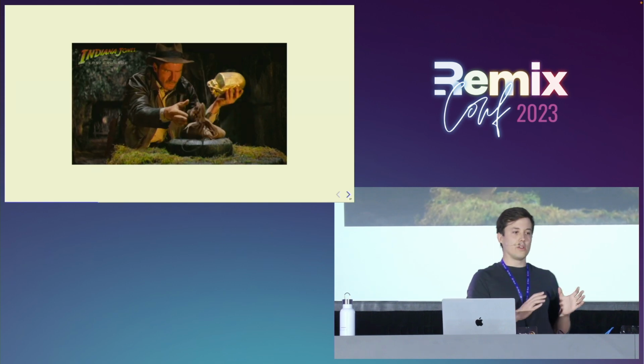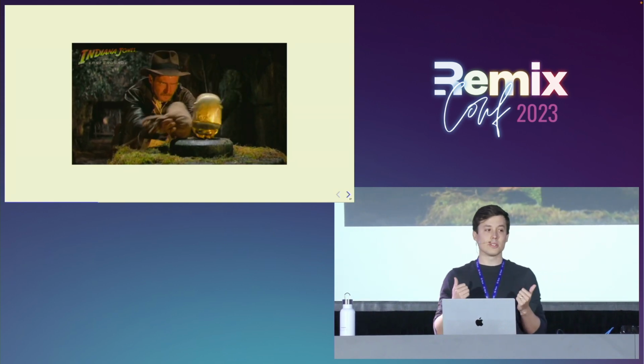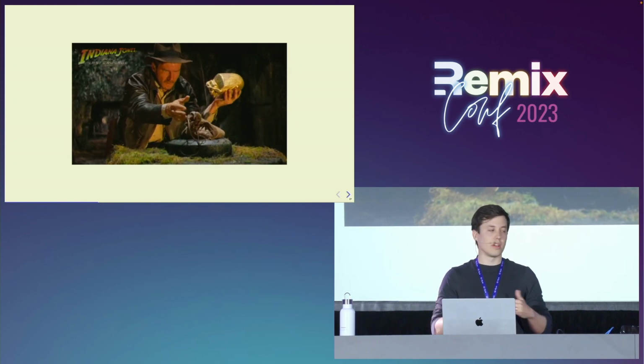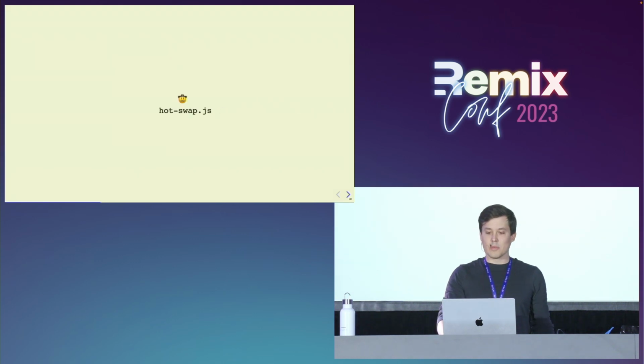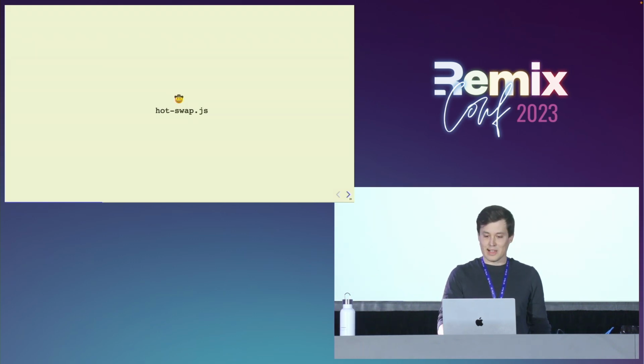There are some techniques for how to do this that are pretty advanced. I'm just going to keep it at that high level for now. If you're interested in the internals of how this works, I've got a repo where I implement HMR from scratch. You can check that out. You can come talk to me about it. So I'm going to represent this hot swapping with a little Indiana Jones icon so that we keep it in our heads. This is also known as the HMR runtime, if you've ever heard of that.